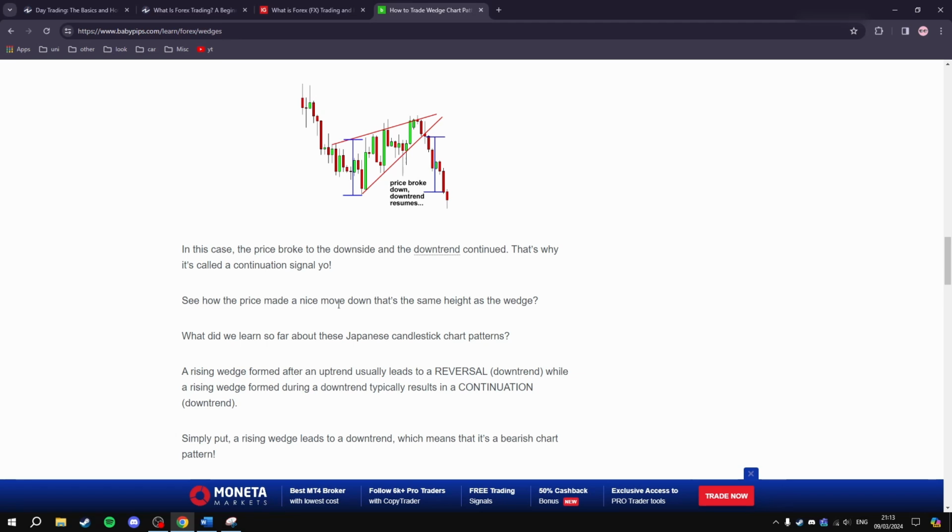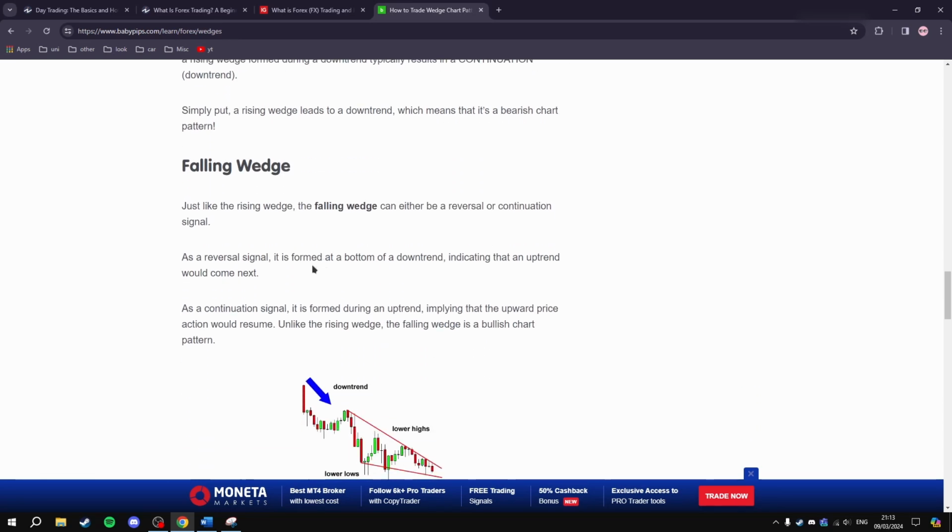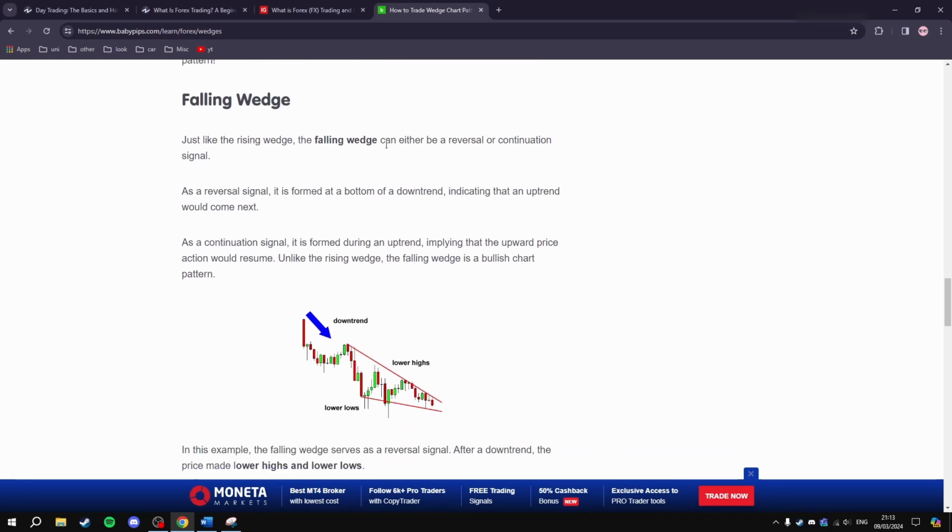What did we learn so far about these Japanese candlestick chart patterns? A rising wedge formed after an uptrend usually leads to a reversal, whilst a rising wedge formed during a downtrend typically results in a continuation. Simply put, a rising wedge leads to a downtrend, which means that it's a bearish chart pattern. The falling wedge, just like the rising wedge, can either be a reversal or continuation signal.